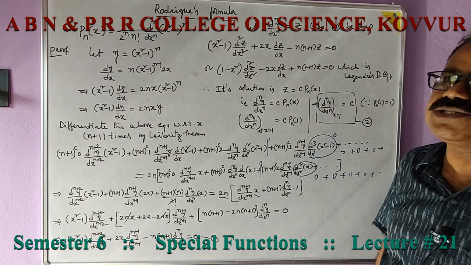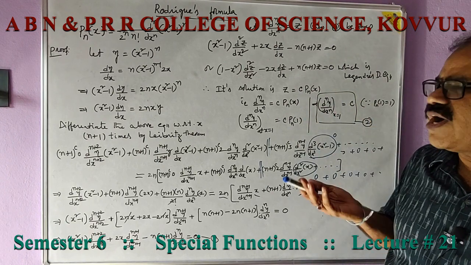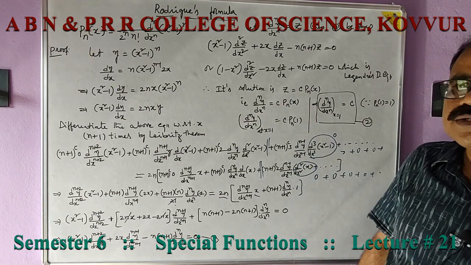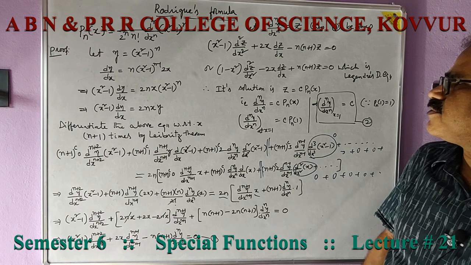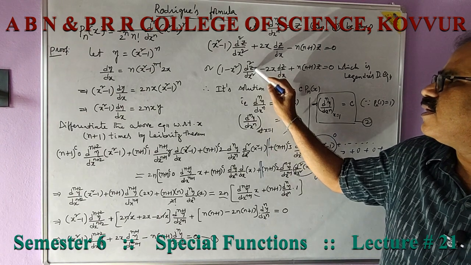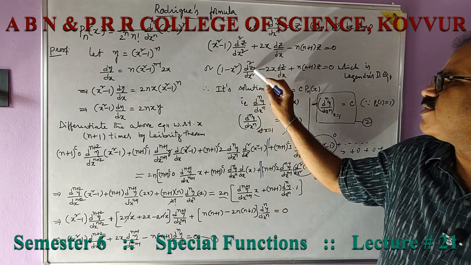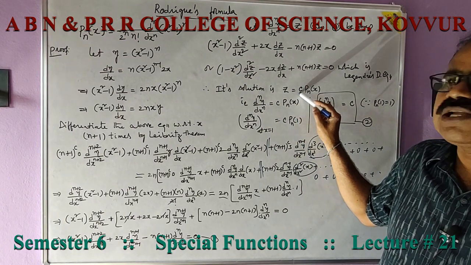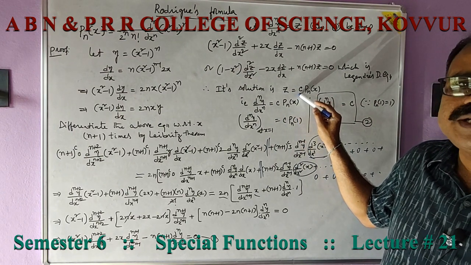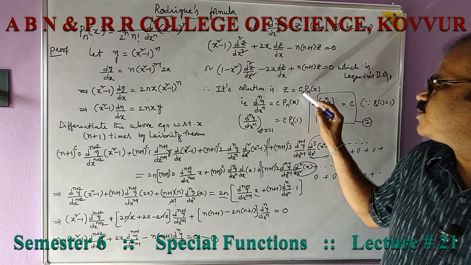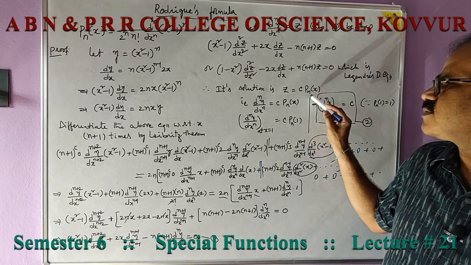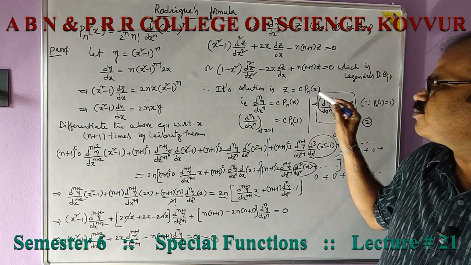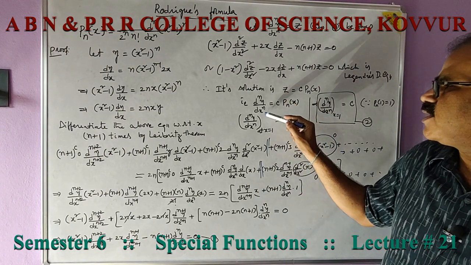What is the solution of Legendre's differential equation? y is equal to P n of x. Therefore, here its solution, in place of y you have z, is z equal to P n of x. Let it be an arbitrary constant c. Let us find the value of it later. z is equal to c into P n of x. Here z is equal to c into P n of x, d power n by dx power n.